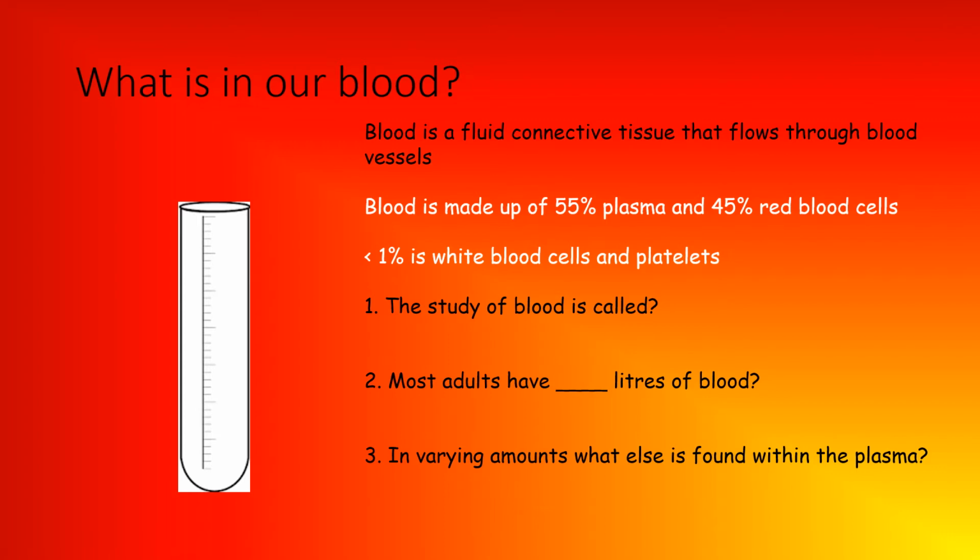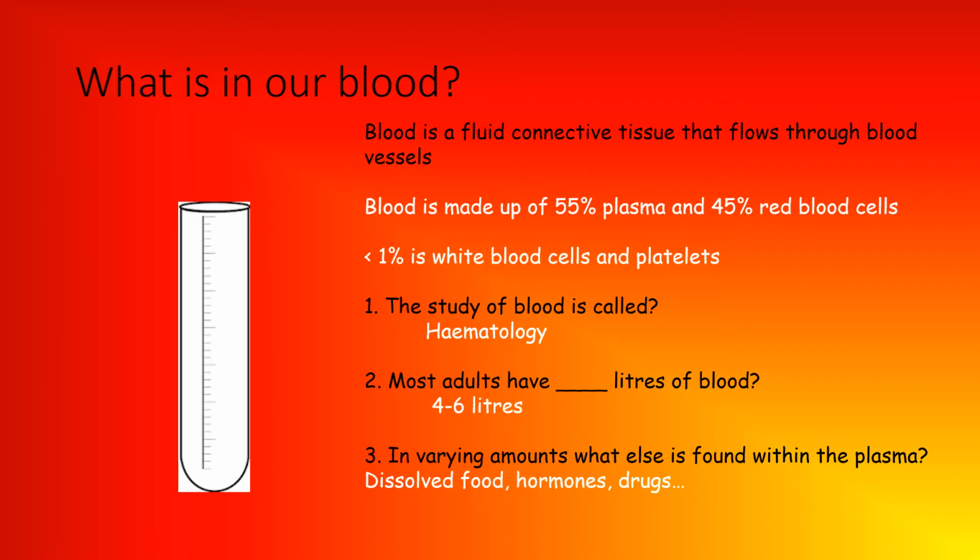The study of blood is called haematology, and you'll know that if you've ever had to have blood tests or, going forward in the future, if you have to go to hospital, they have a specific department studying it. Most adults have 4 to 6 litres of blood in their body, in varying amounts. What else is found within the blood? Things like dissolved food, hormones, drugs, that sort of stuff.